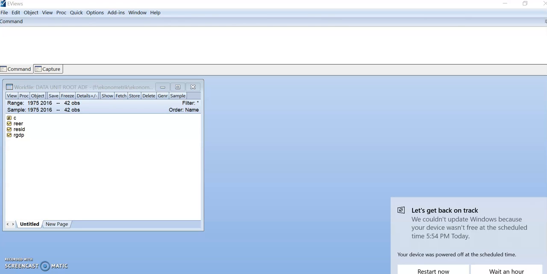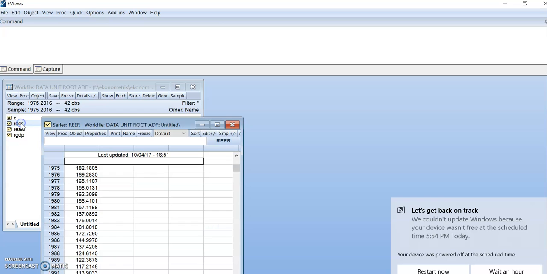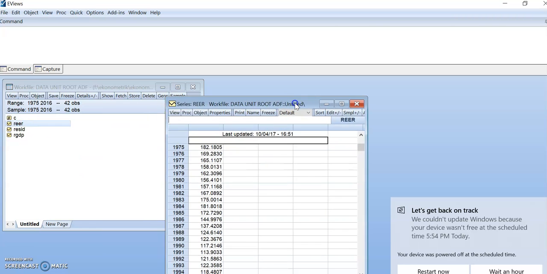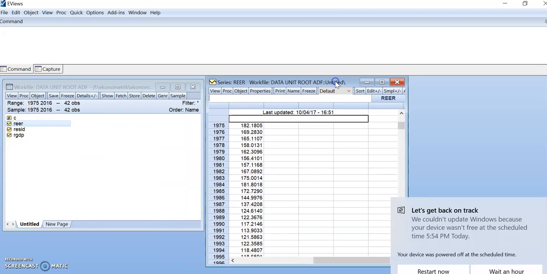I prepared for you the video of how to conduct the unit root test. Here there are two variables, REER and real GDP. Now we click on real GDP. As you can see here, the variable is active.